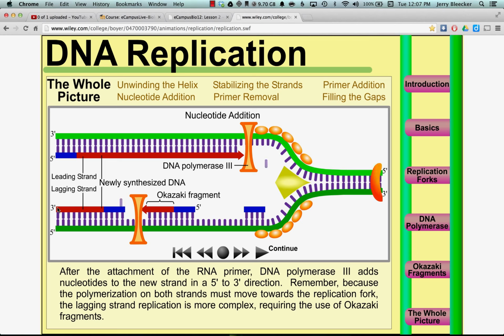3' end right here. So we have to grow from 5 to 3. So we have to grow this way, then we have to grow this way, and then we have to grow this way. It's done in little installments or in sections. Let's watch that.